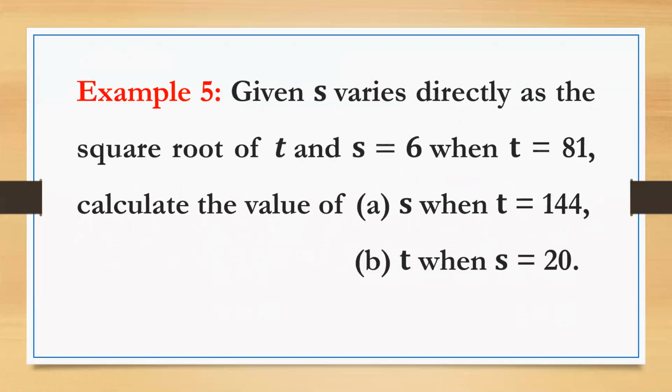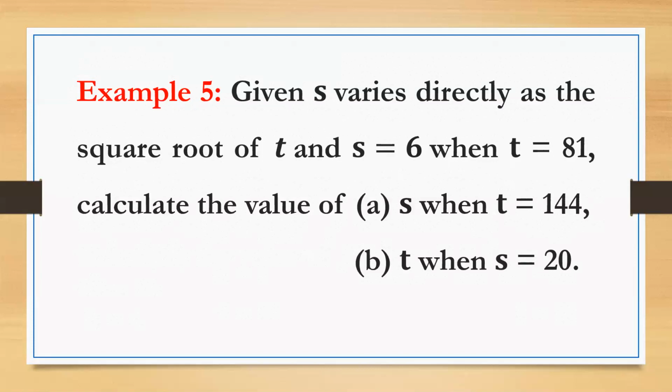We now move on to example 5. Given s varies directly as the square root of t, and s equal to 6 when t equal to 81, calculate the value of part A, s when t equal to 144, and B, t when s equal to 20.